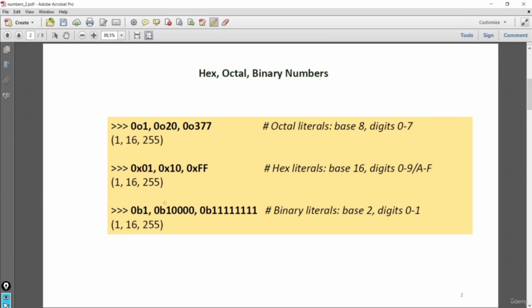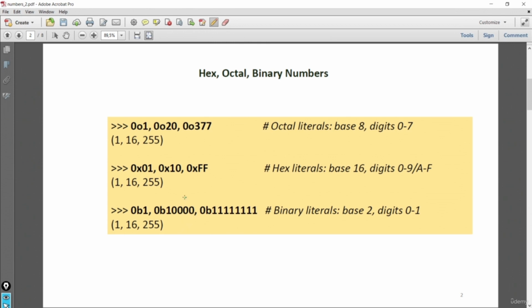We can also define binary numbers in Python. For this purpose, we use the prefix 0b. So this is 0, this is the small letter b. And then we provide a string of 1s and 0s. So this is a number in base 2, or we call it a binary number in short. This is a number in base 2.